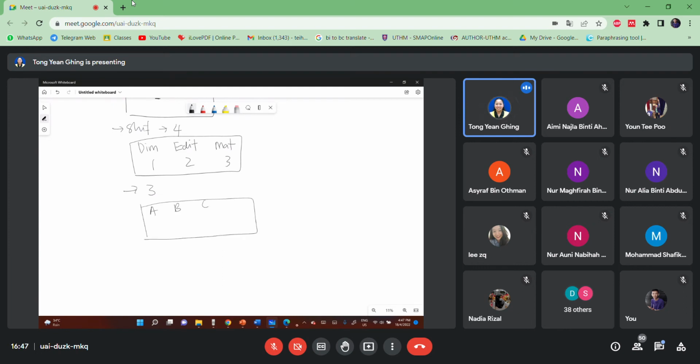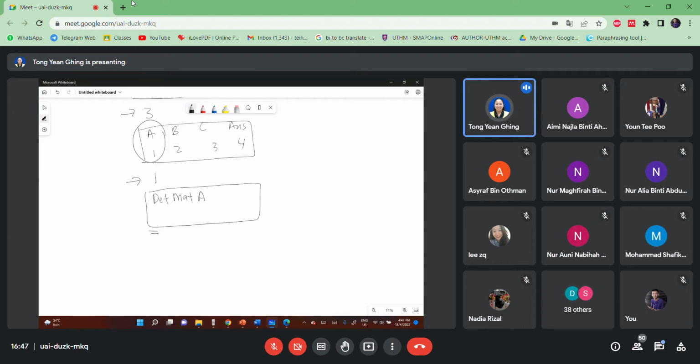A, B, C, Ans, and 1, 2, 3, 4. Now we want to find the determinant of matrix A, so you choose A, that means 1. You press 1, and it will appear like this, Det Mat A. So you just press equal to, and you get the answer, 21. Do you get 21 or not?